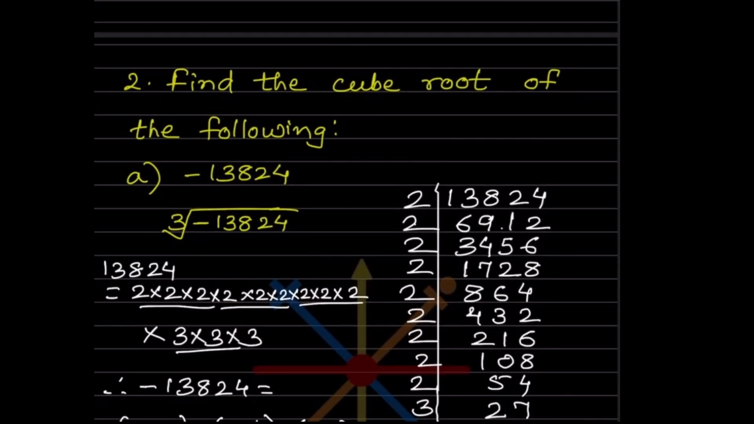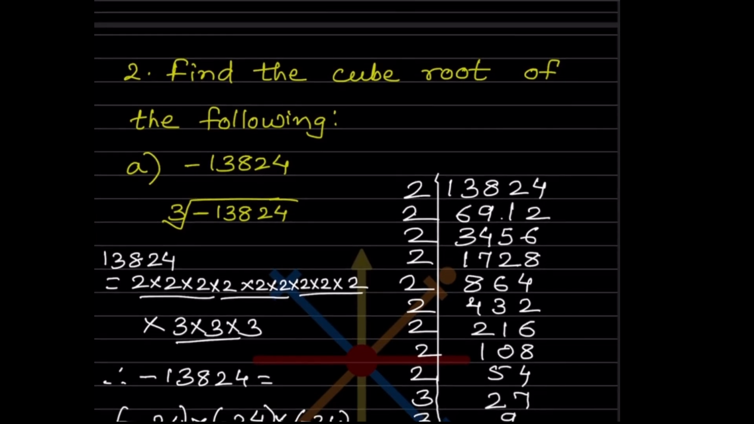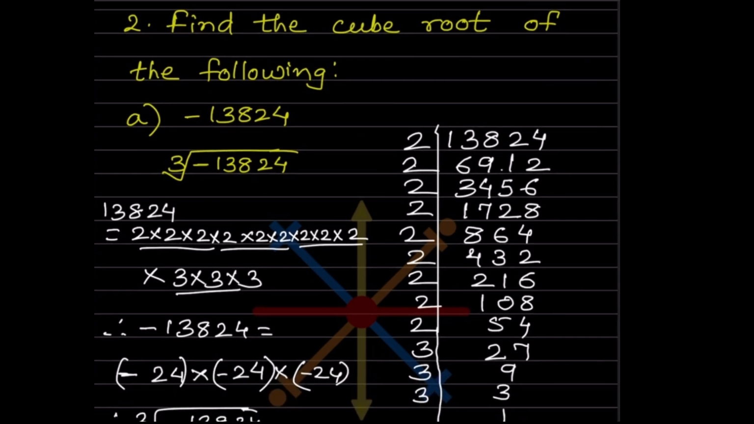Now they have said here, find the cube root of the following. Now this is a negative one. So first we don't have to see, now it is cube root of minus 13824. But when you are taking the factors, we don't have to consider the negative sign first. So without a negative sign, we'll take the factors. So these are the factors of 13824.